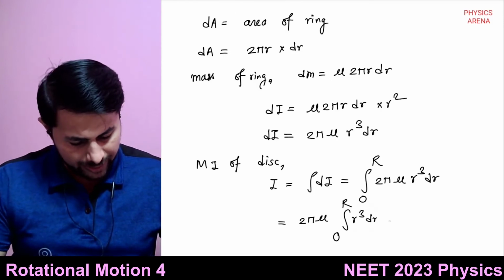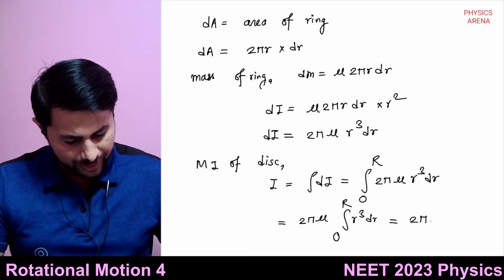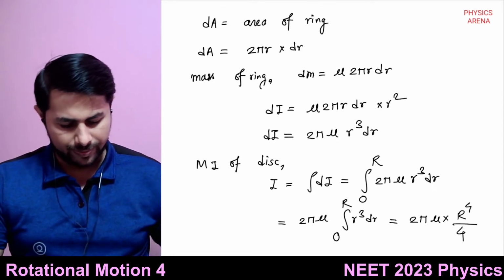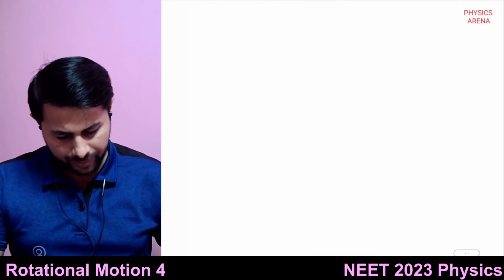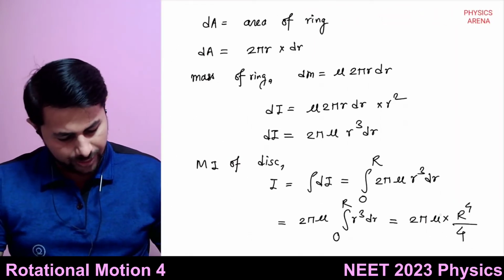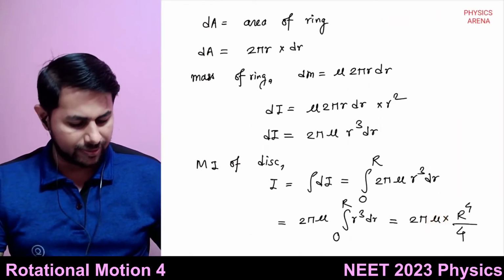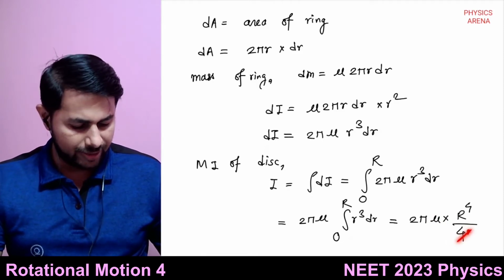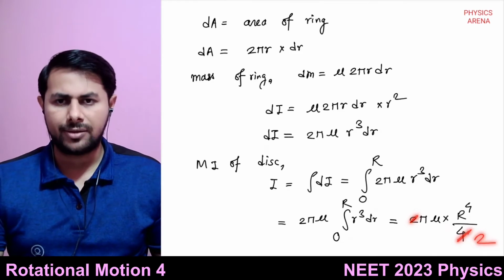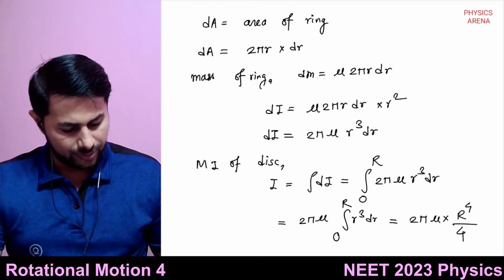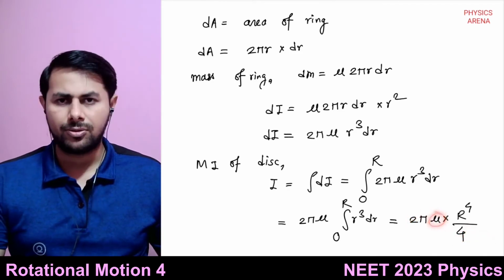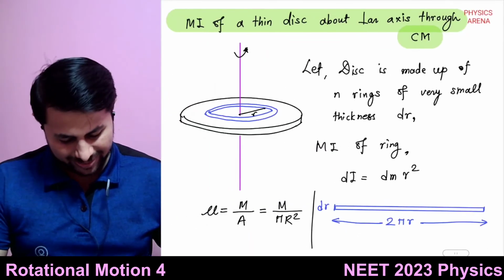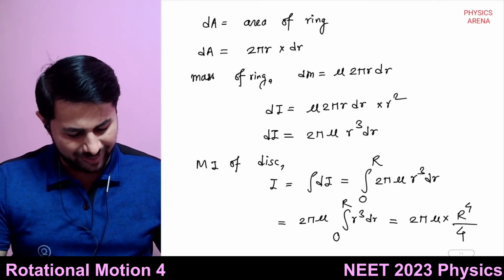So we can substitute that. We get 2 pi mu multiplied by R raised to 4 divided by 4. Then we can substitute what mu is. Before that we can cancel this: we divide this 4 by 2, so 2 will remain in the denominator. Then we substitute mu. Sorry, mu is equal to what? M upon pi R square.